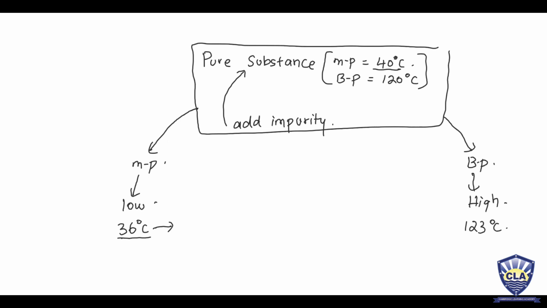Okay, so this is the rule. Whenever you add impurity in any pure substance, keep in mind its melting point would be lowered, but that melting point is not sharp. It would be a range. It will not remain at 36. It will start moving towards 38. Why? Because it is an impure substance, it has a range of melting and a range of boiling point.